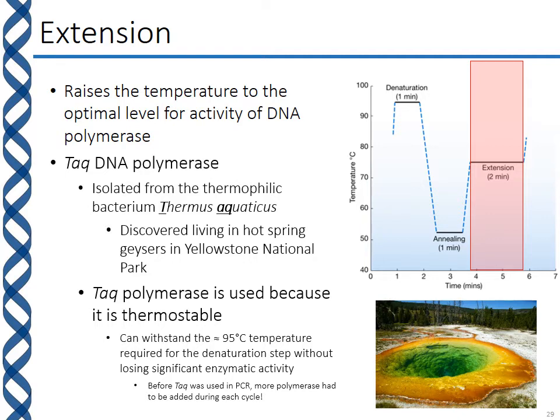So after the denaturation, you go back to annealing, and you need to add more enzyme in order to complete the next extension step. And so you would have to add enzyme prior to every extension step, which, as you can imagine, would be incredibly annoying to do 30 to 40 times. And so the discovery of Taq polymerase and its application towards PCR made a huge difference in the essentially automated way that these could be run, because the Taq polymerase could withstand the 95 degrees without losing its enzymatic activity.